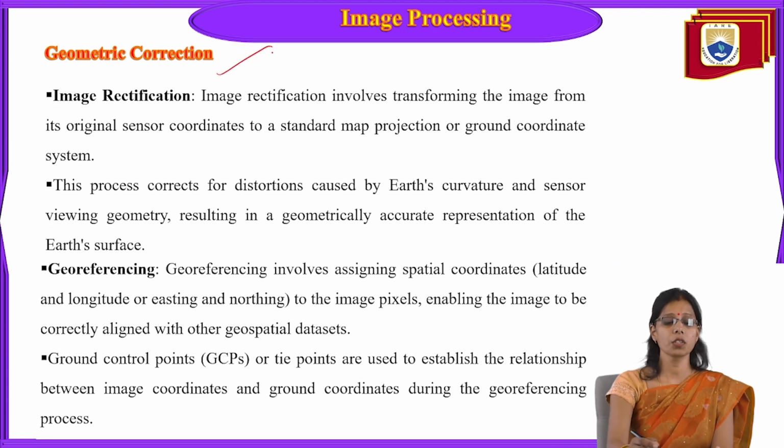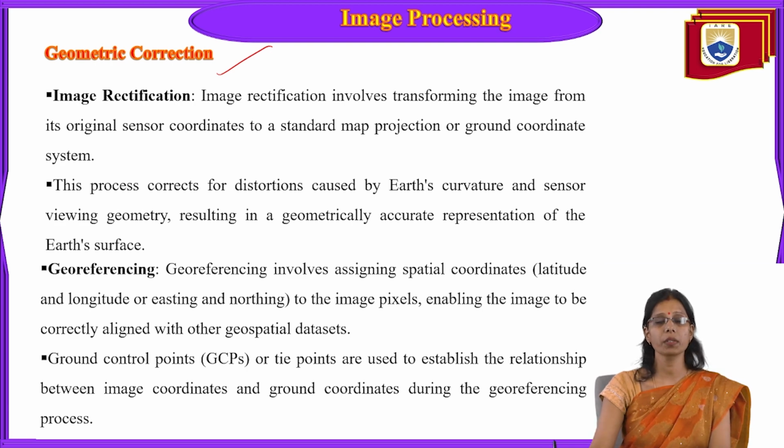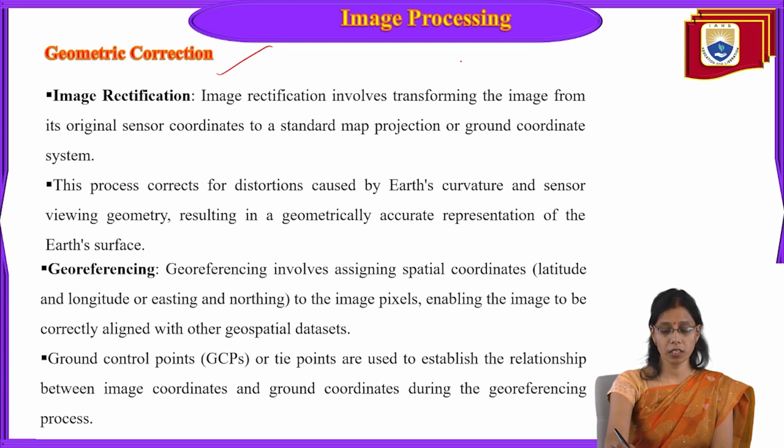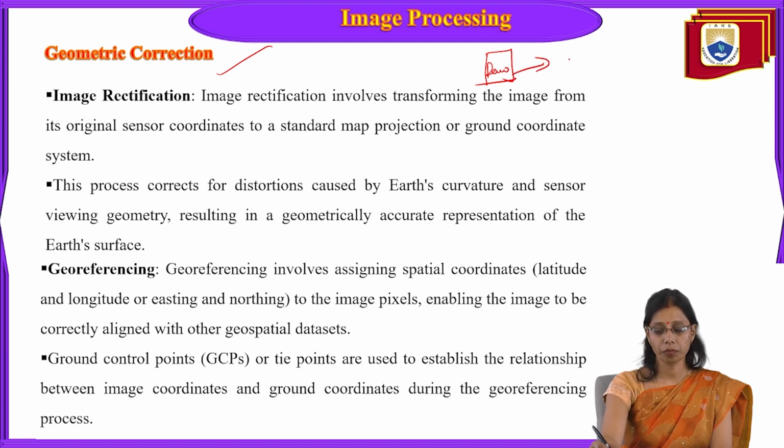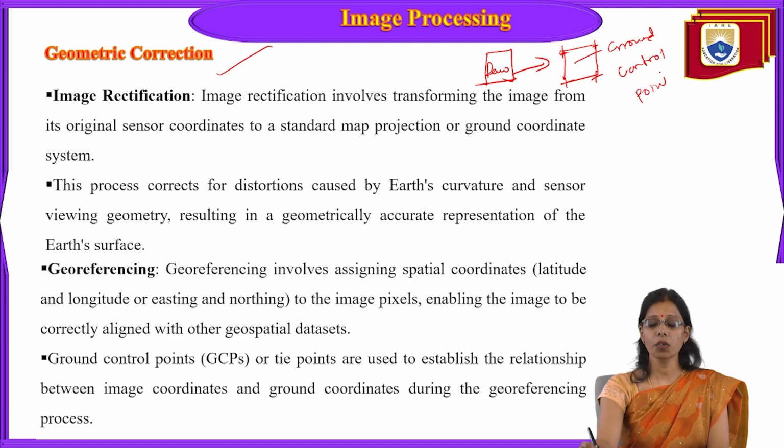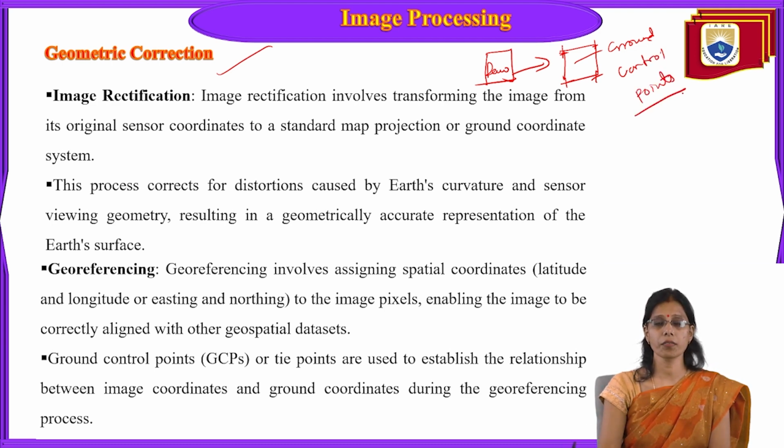Now let us go through this geometric correction. Geometric correction is very important when we use the data. When we use the raw data, the geometric correction should be done practically. Suppose this is the raw image. The raw image is converted to this image when it is geometrically corrected. Then the latitudes and longitudes, the GCP values, are assigned to the image. GCP means ground control points, which are assigned to this kind of image.